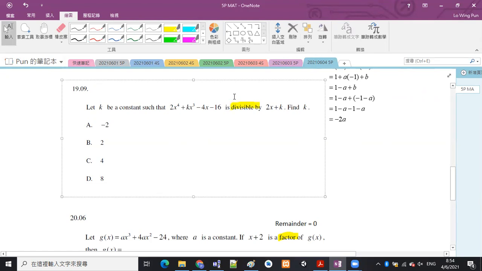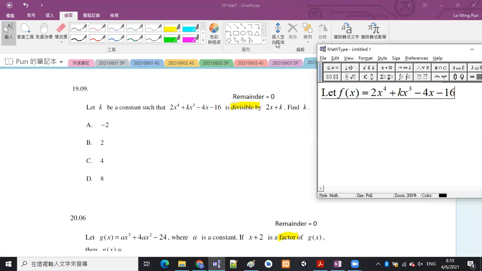Again, this means remainder being 0. Okay, so our remainder should be calculated by f number. 好，今次咧，佢 divisible by 2x plus k. What should I put into the bracket? It is divisible by 2x plus k.